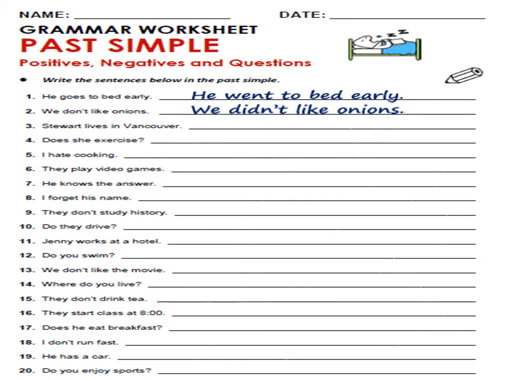I hate cooking. I hated cooking. They play video games. They played video games. He knows the answer. He knew the answer. I forget his name. I forgot his name. And this is a sentence. Please, all the students, answer it.